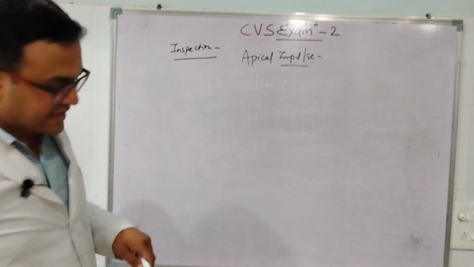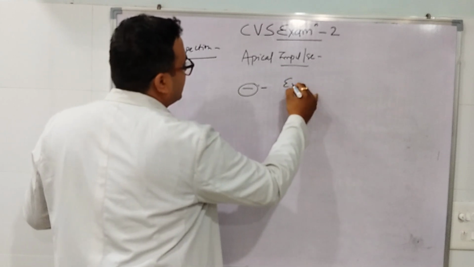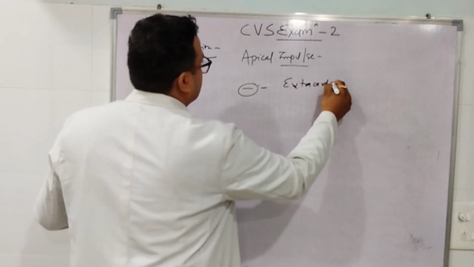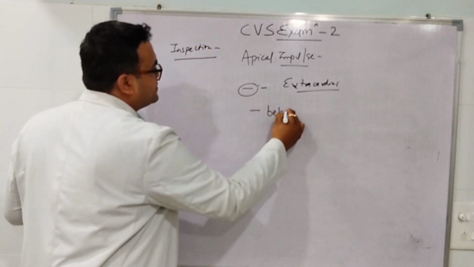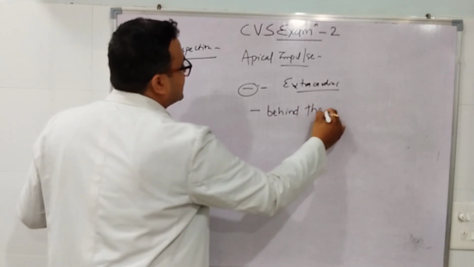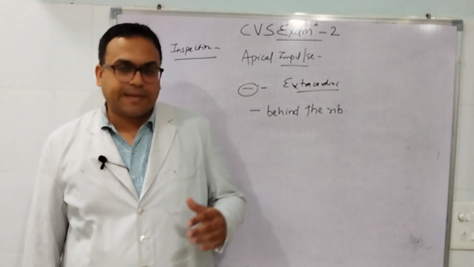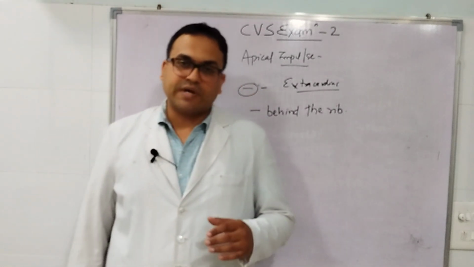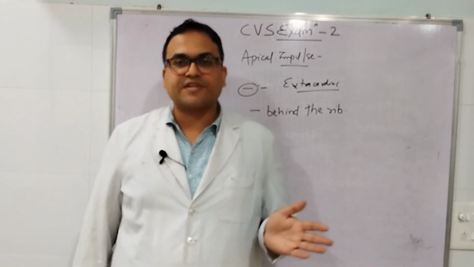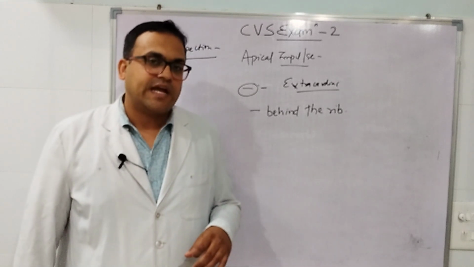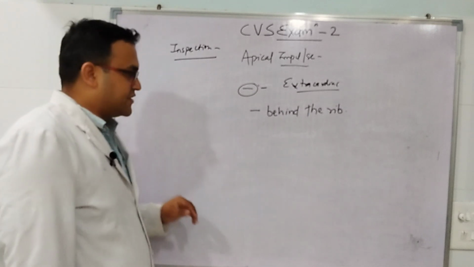In what all causes can the apical impulse be absent? There are a few extracardiac causes. Number one, if it is behind the rib, it will not be seen. Remember, we have to examine the apical impulse in supine position. But if we are unable to see it in supine position, we have to make the patient sit and bend a bit forward, and still if the apical impulse is absent, then only we have to mention it as absent.